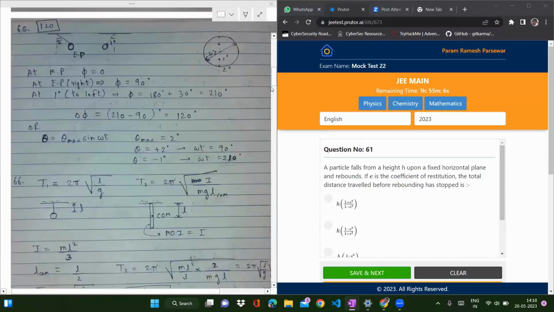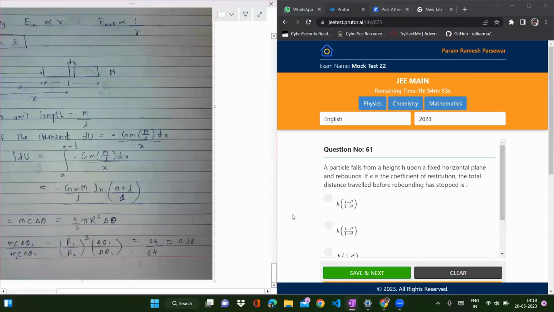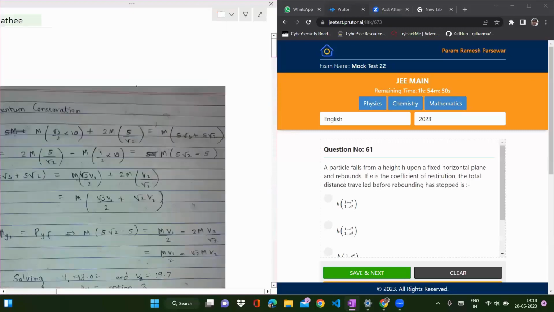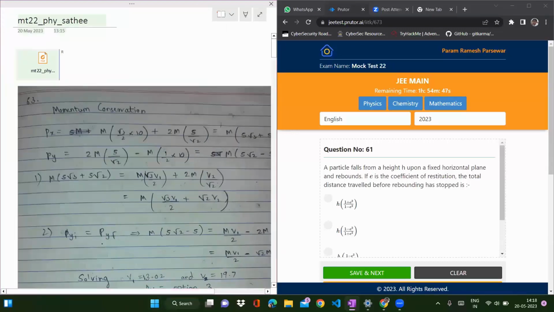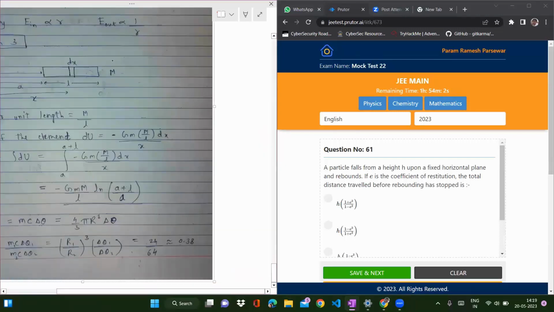So in this question, it is given that there is a particle which is falling from a height h and it is rebounding after falling, and the coefficient of restitution is given to be e. So we have here one particle which is falling from height h.